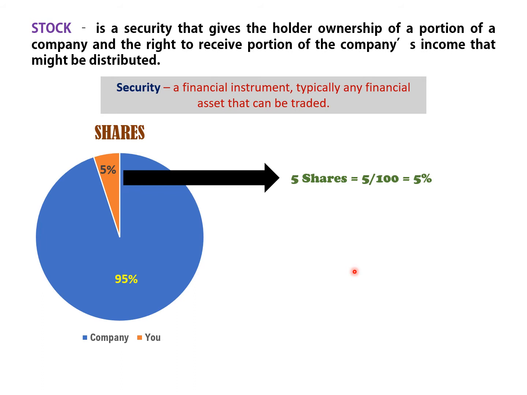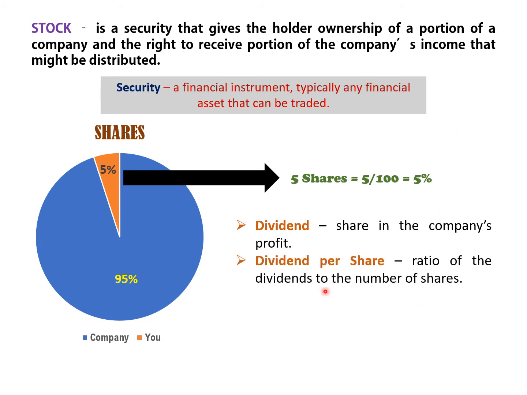Okay, and then let's proceed to the definitions of terms that will be tackled in this lesson. First, we have dividend. It is the share in the company's profit. Kung magkano yung kikitain ng company, may portion doon na mapupunta sa iyo, and that is what we call dividend. Next, we have dividend per share. It is simply the ratio of dividends to the number of shares. For example, the dividends of the company is 100,000, and the number of shares is 100. Okay? So you're going to divide 100,000 by 100, and that is 1,000 per share. That is dividend per share. Hinahati-hati siya. Okay? It is fairly distributed to each shareholder.